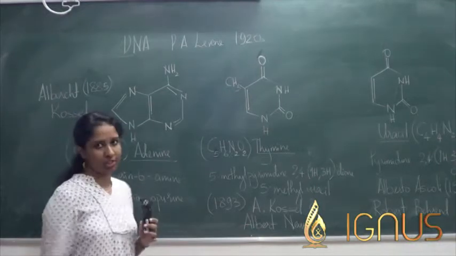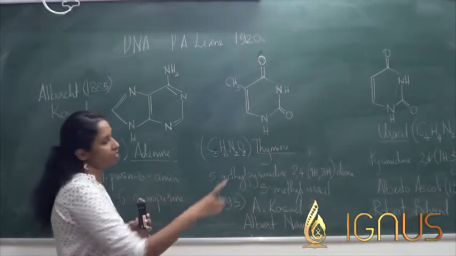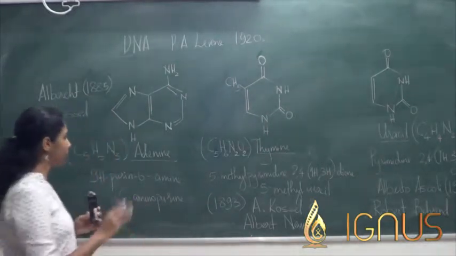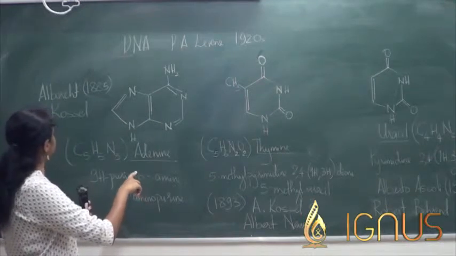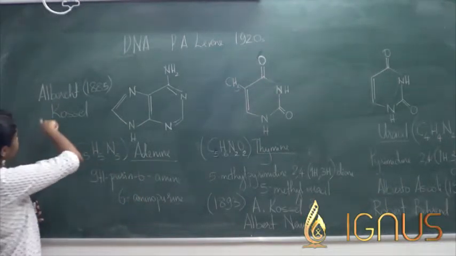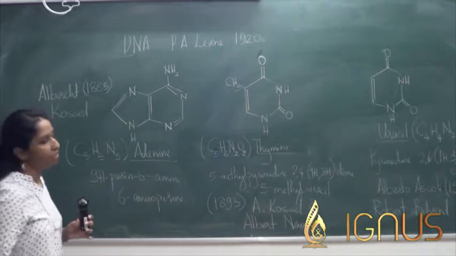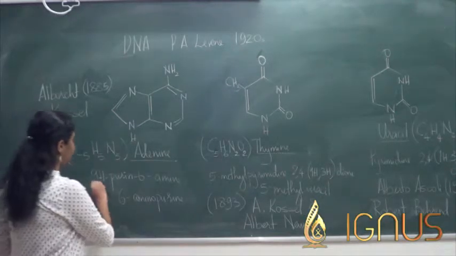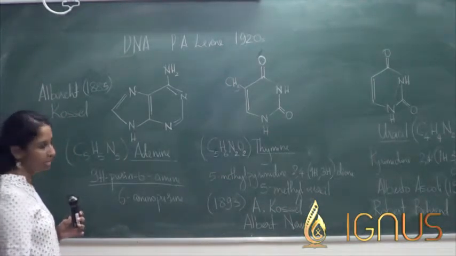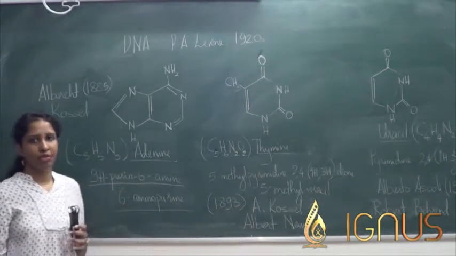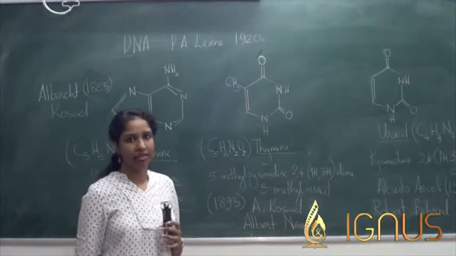The reason why I have written all three of them together is because adenine pairs with thymine in case of DNA and adenine pairs with uracil in case of RNA. Now coming to the structure, like I said, adenine is a double ring structure. It was discovered, or rather isolated, by Albert Kossel in 1885. It has the chemical formula C5H5N5. Its IUPAC name, that is its chemical name, is 9H-purin-6-amine. Its common name is 6-aminopurine.